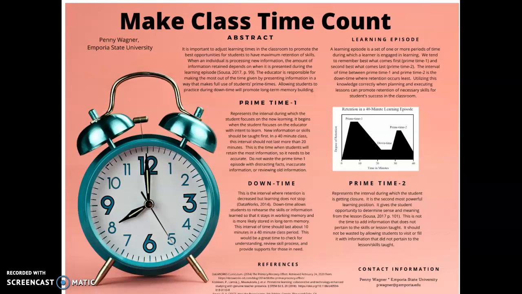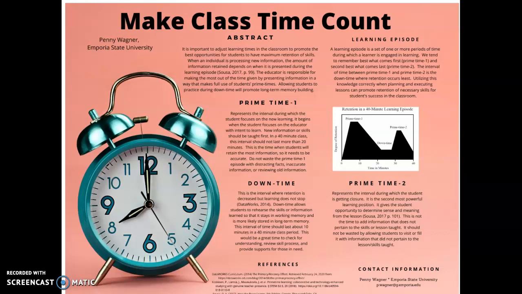We tend to remember more details at the beginning and at the end of each lesson. Your class period can be broken up into 3 distinct intervals. The first interval is called Prime Time 1. In a 40-minute class period, this usually lasts about 20 minutes.